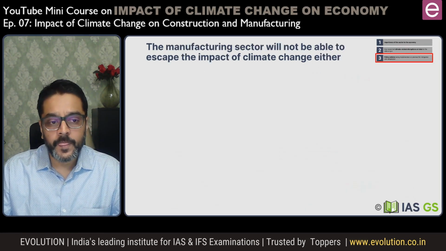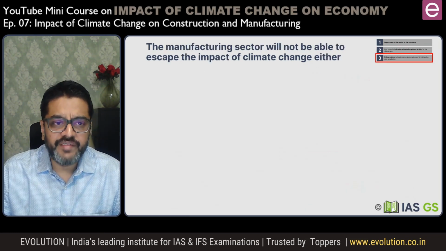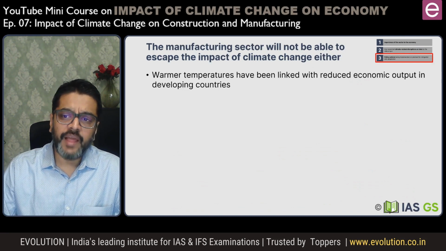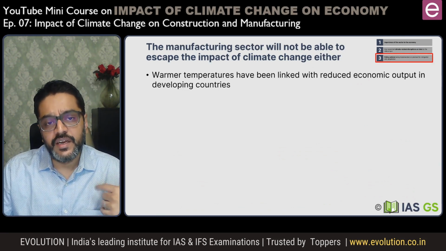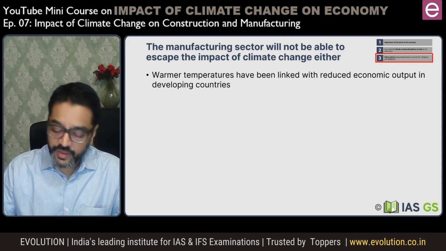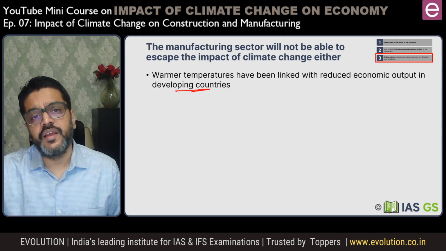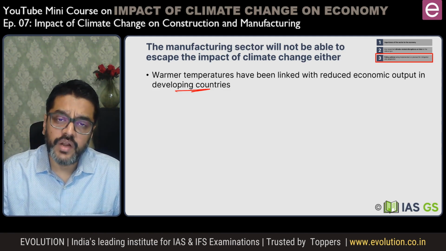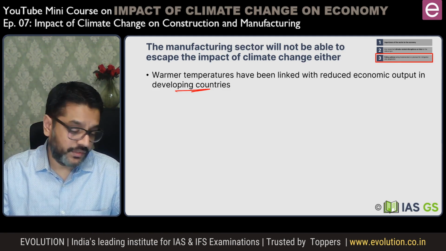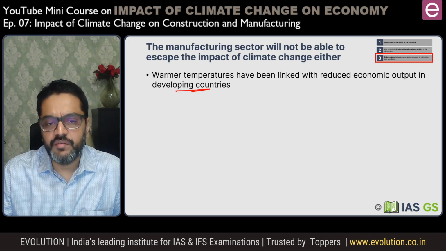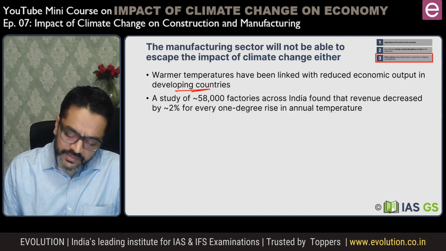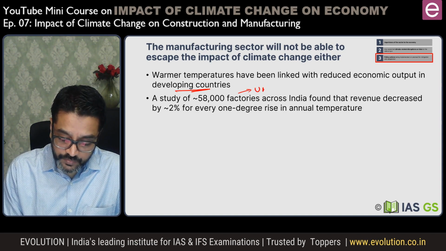Now coming to the manufacturing sector. What will happen is that there are studies showing that if the climate is warmer, the economic output is lower. And this is more so in developing countries, again, because developing countries are more reliant on human labor compared to machines, which can function in more extreme environments more easily, right? So there is a study by the University of Chicago.